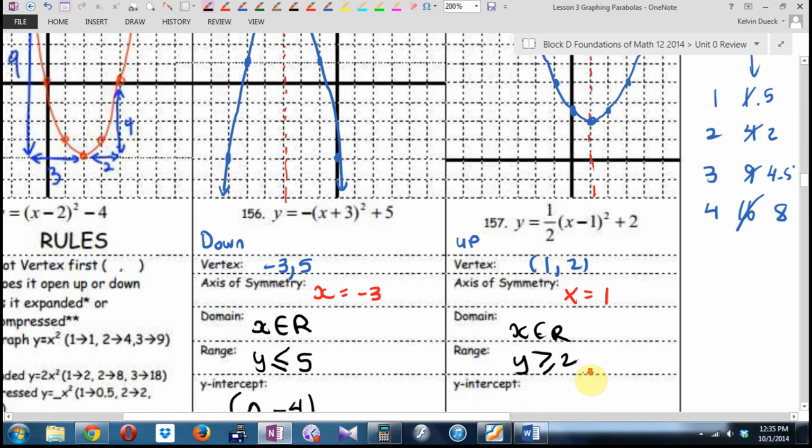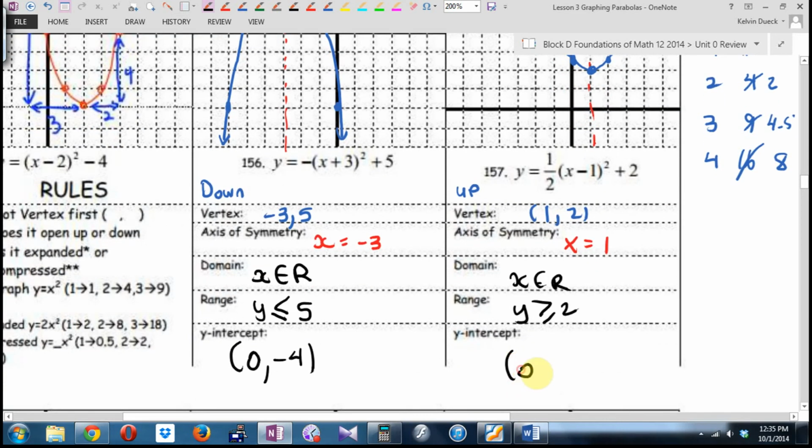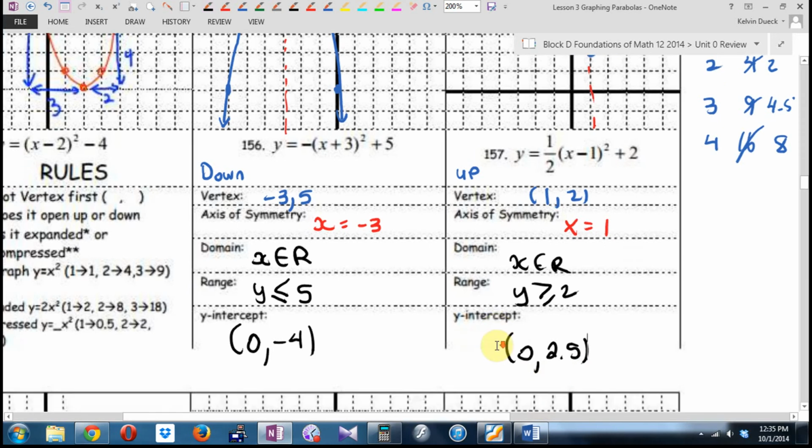Y-intercept, 2.5? 0, 2.5? I'm not going to be that fussy on the y-intercept because often they're going to be yucky decimals and whatever.